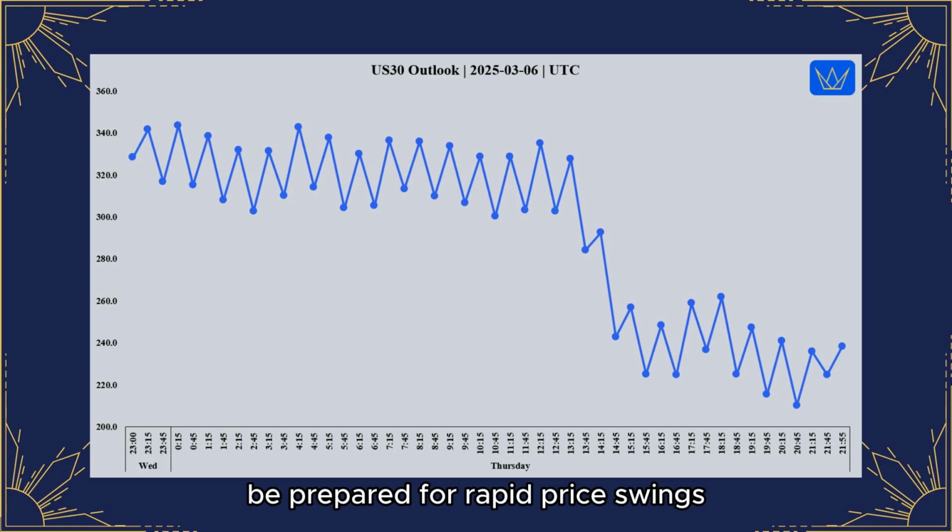Be prepared for rapid price swings and consider intraday strategies adaptable to high volatility and potentially range-bound conditions within shorter time frames, always prioritizing robust risk management.